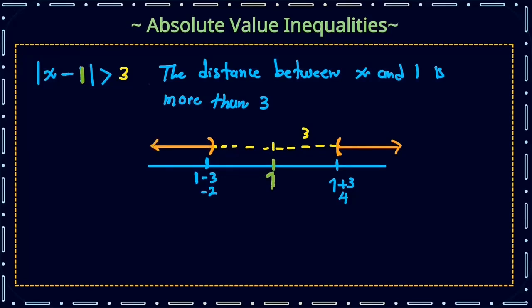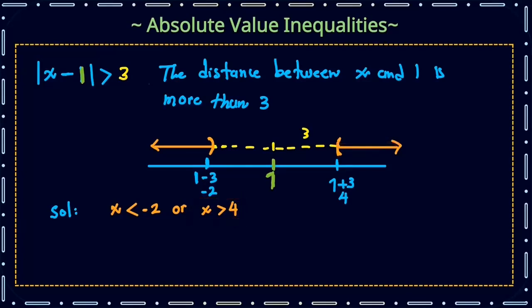We can write the solution in inequality form. So for the first interval, it is x less than the boundary itself. Negative 2 is not included, so it's just less than negative 2. Or x could be more than 4. X more than 4 is this interval.